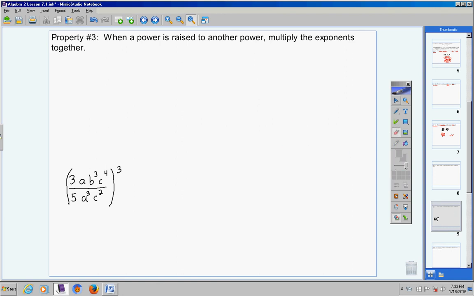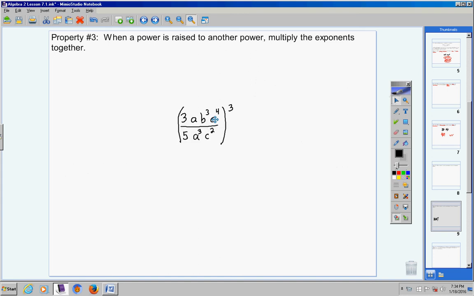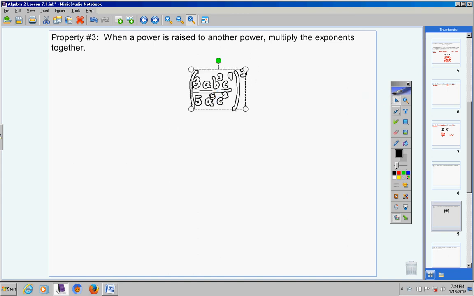Okay, last problem for this property. We have an entire fraction being raised to the third power. Okay, so I've got a 1 here, a 1 here. If it helps you to write these ones in, don't feel dumb, do it. Okay, it's fine. All right, here we go.